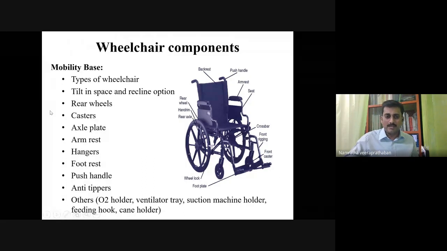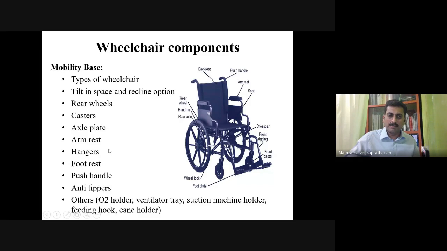Okay, when you're going to recommend any type of wheelchair, first the name of the wheelchair comes, and for the remaining things, you have to be specific about what you want for that particular patient. So for that, you're supposed to have knowledge about what mobility base is all about.